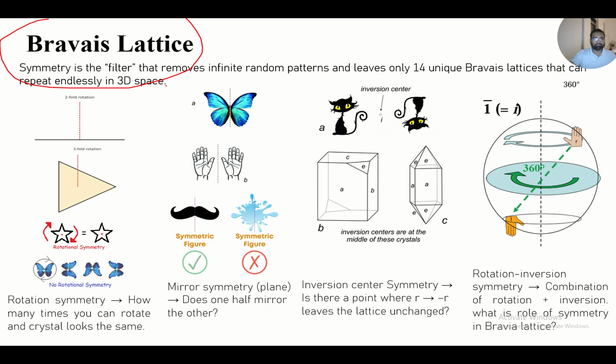So generally, if you think, you will be amazed that there are only 14 unique ways by which you can present every matter and repeat endlessly in 3D space. So there are only 14. So why are these only 14? There are kinds of symmetry that govern these Bravais lattices.